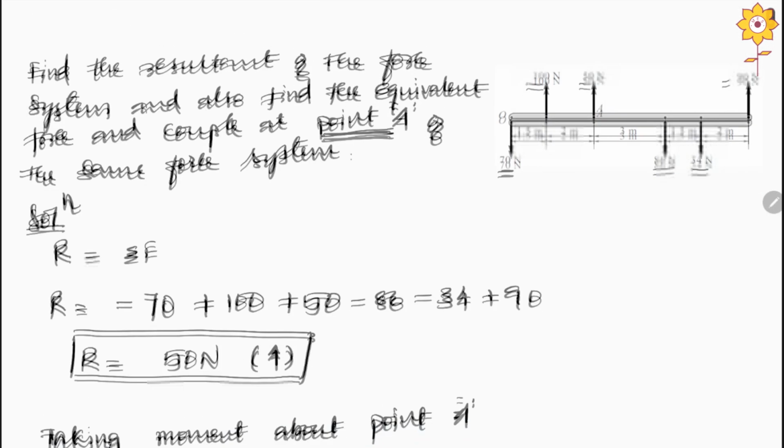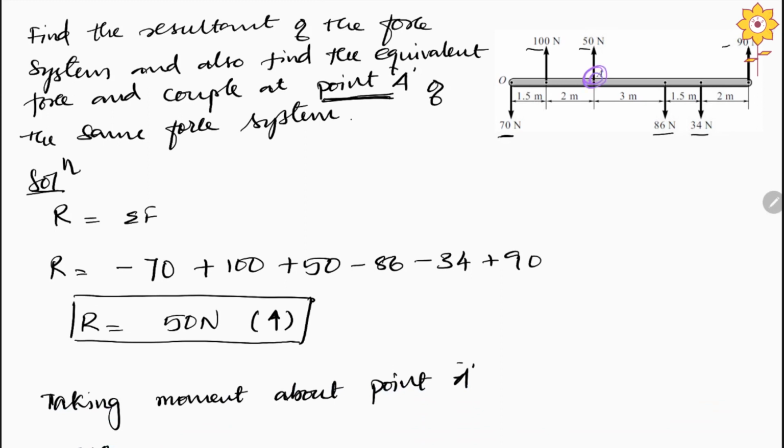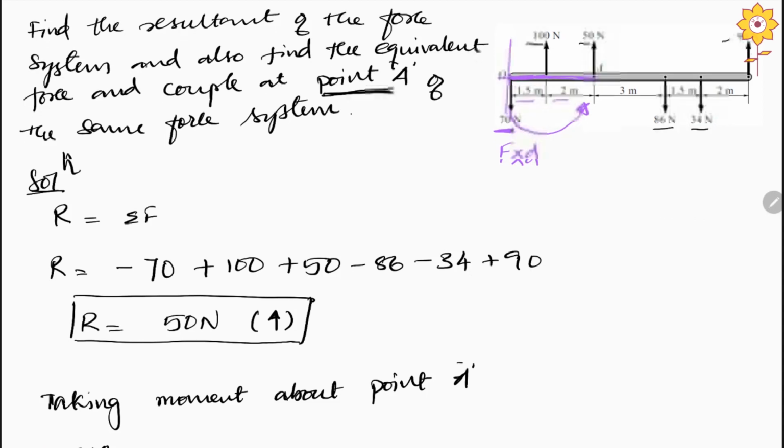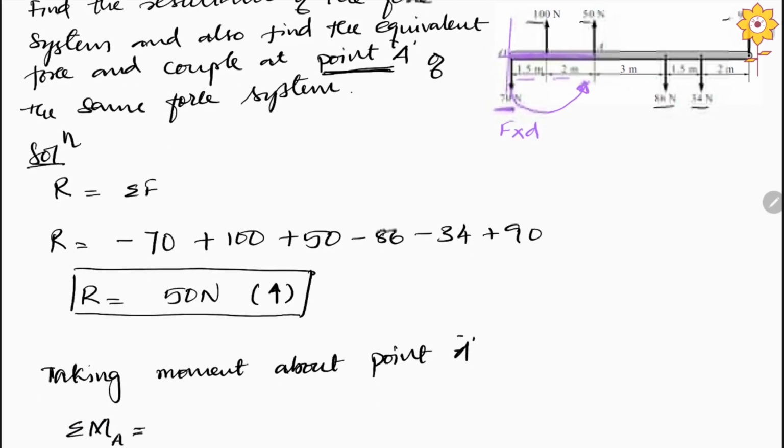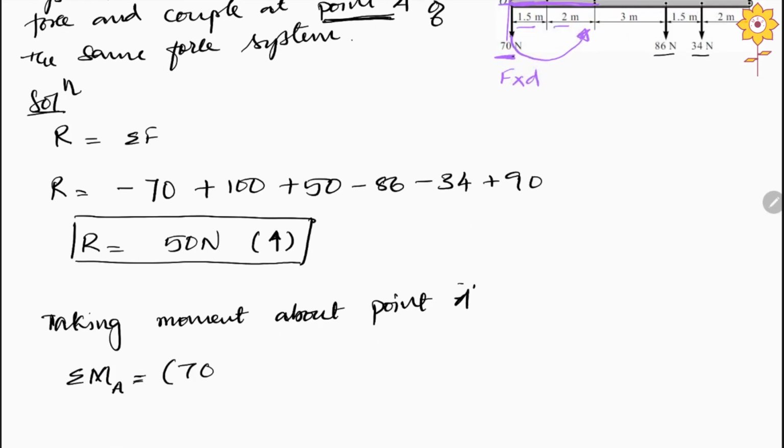So we have to take moment about point A. We have 6 forces. This 70 Newton will act in the anti-clockwise direction about the point A. So we have the force into the perpendicular distance. This force is acting vertical, so the perpendicular distance will be the horizontal one. If you see the horizontal distance, that is 1.5 plus 2, that is 3.5. So D is equal to 3.5. We can frame the equation as 70, since it is an anti-clockwise direction, we will take it as positive. So positive 70 into 3.5.